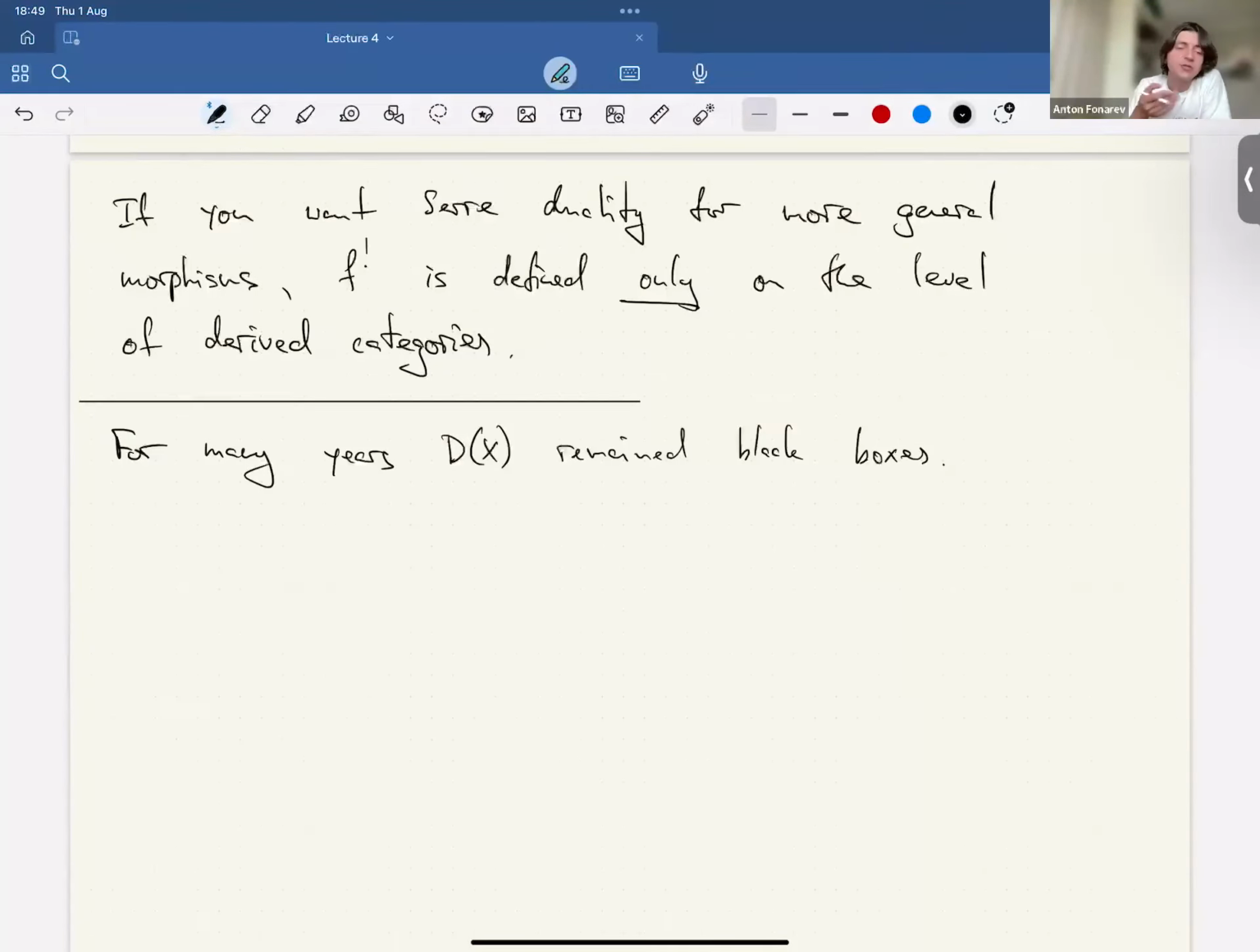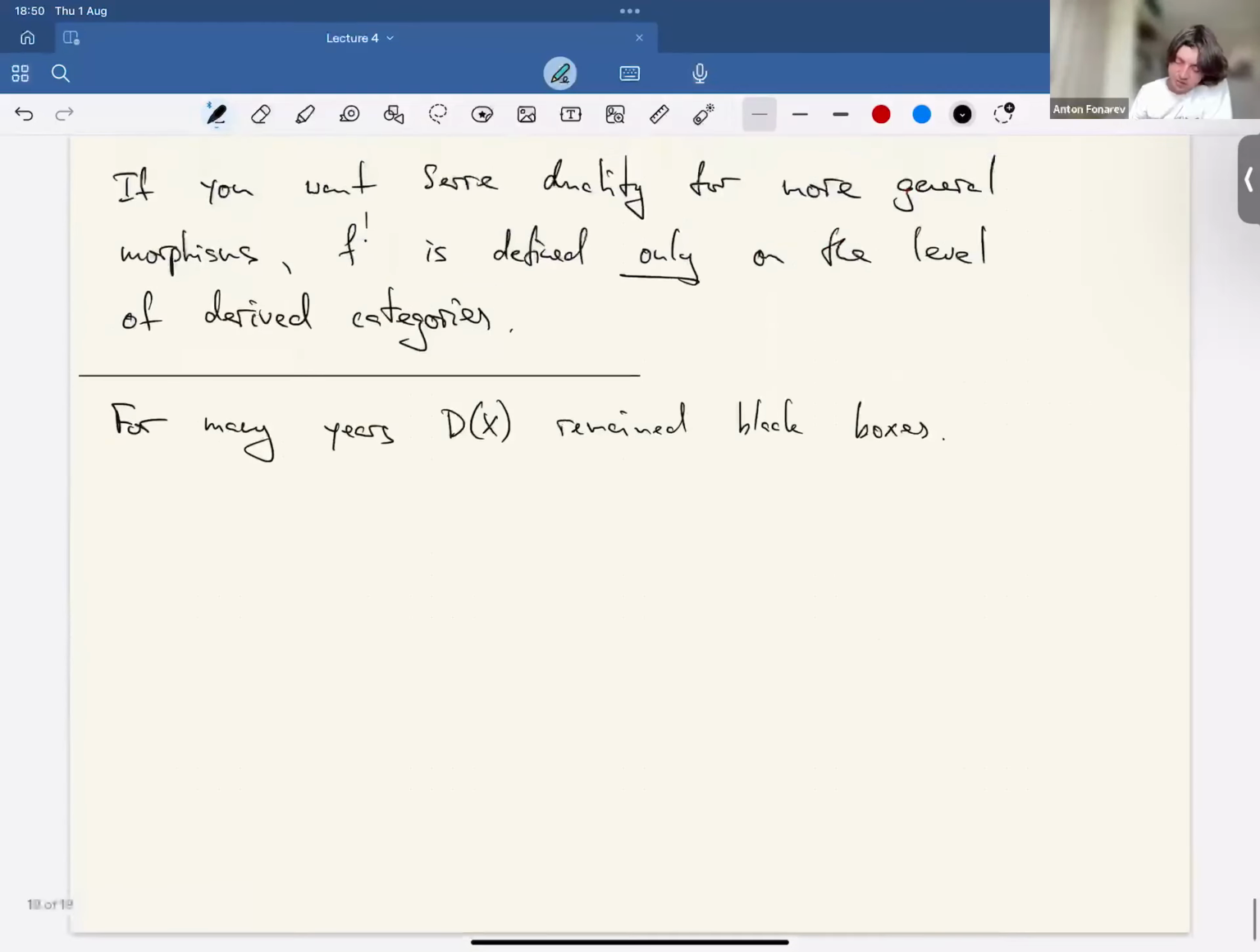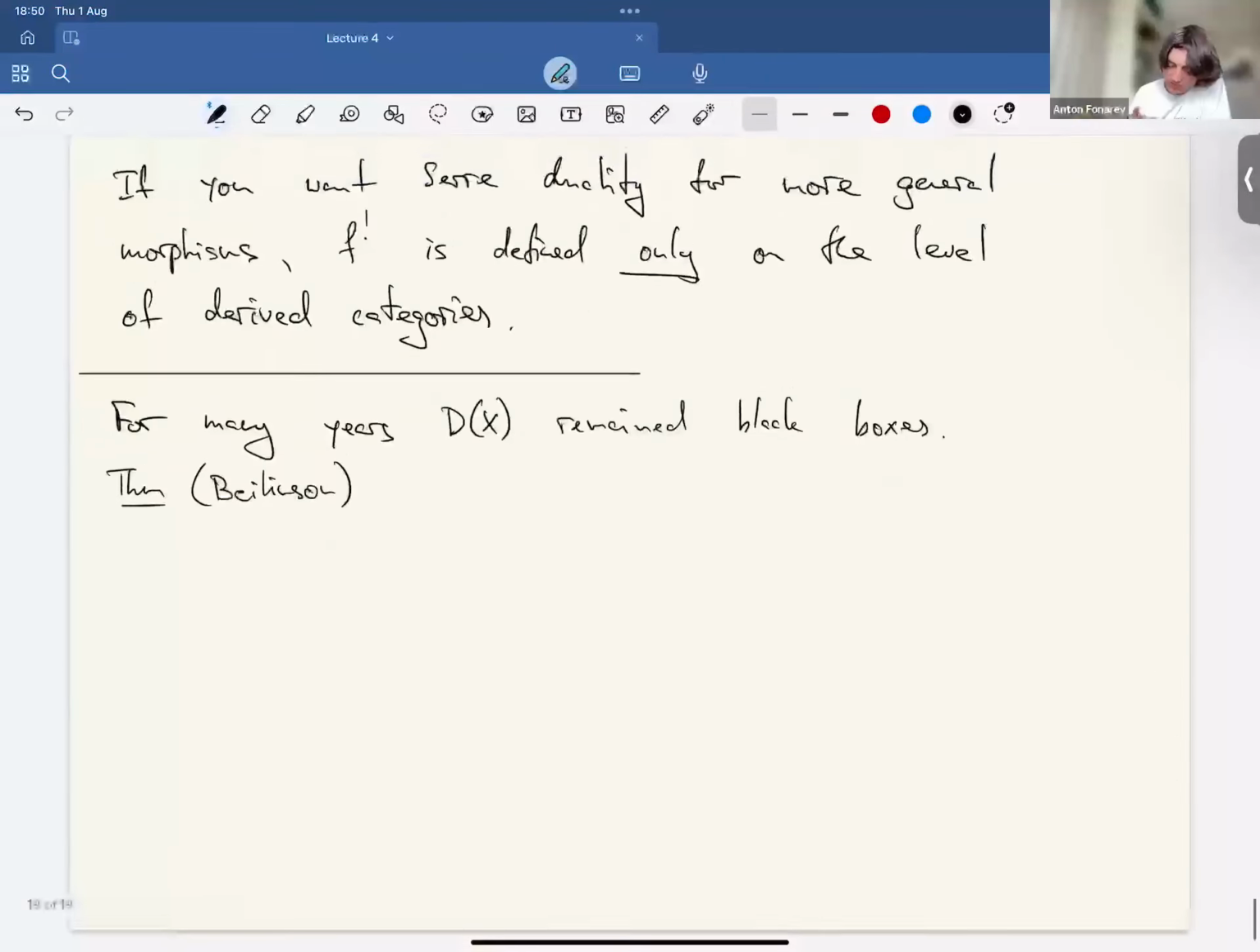Essentially, it's a way to manage all the complexity of the information about higher derived images, etc. But the categories themselves were imagined to be very, very complicated. But then something very interesting happened. And this is a theorem by Beilinson. In its simplest form, let me state it in the following form.